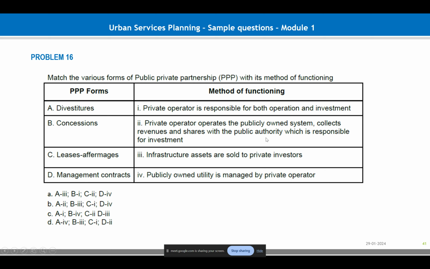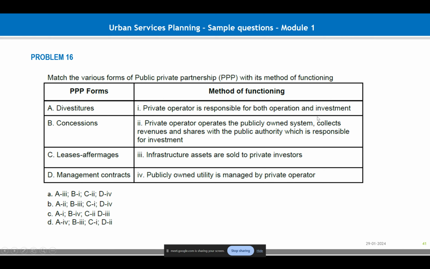So the main responsibility lies with the public authority, which is still the head, and they've leased it out. So the operator does everything which needs to be done, and then finally shares the revenue. Okay, that is correct. Then we have management contract: publicly owned utilities managed by a private contractor. Very good. So that leaves us with the first option: private operator is responsible for both operation and investment.